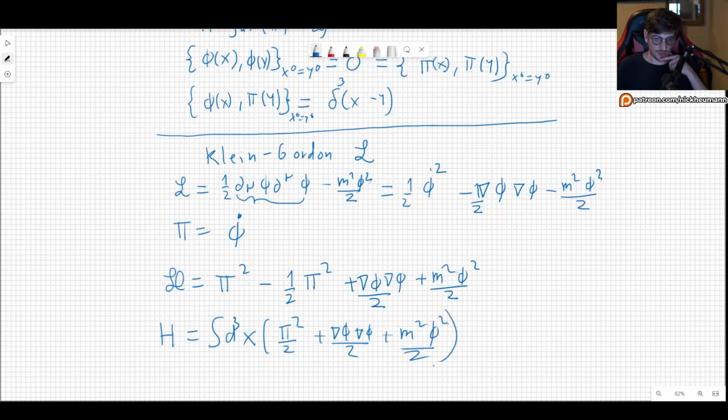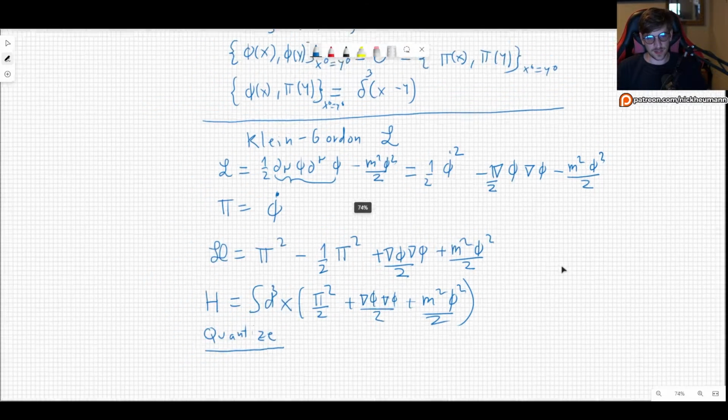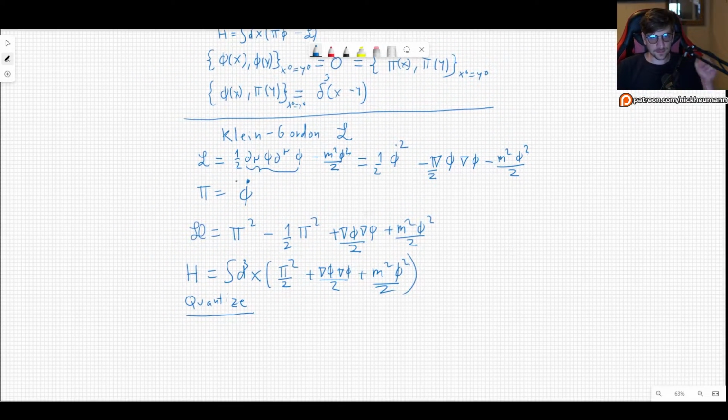Now that we have this classical field theory description, it's time to quantize. So now we quantize. And how do we do that? As we said, what we want to do is promote our dynamical field variables into operators. So what do we know about operators in quantum mechanics? We care about their commutators. So basically our Poisson brackets will now turn into commutators.